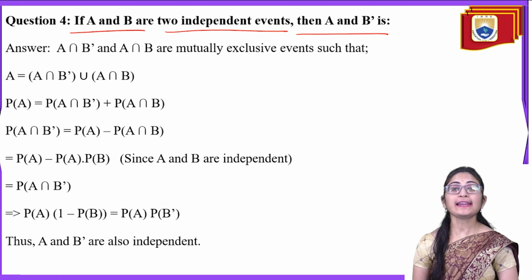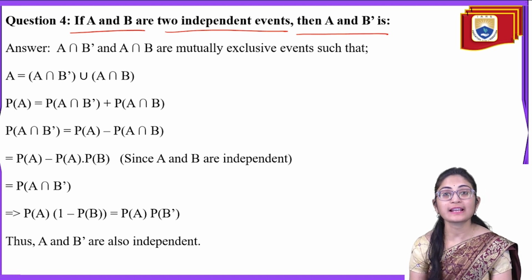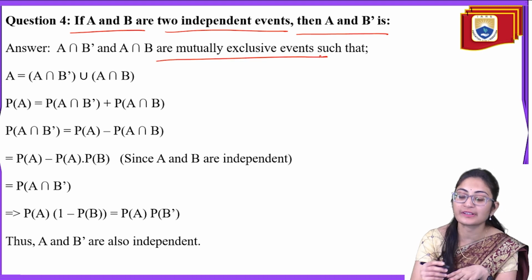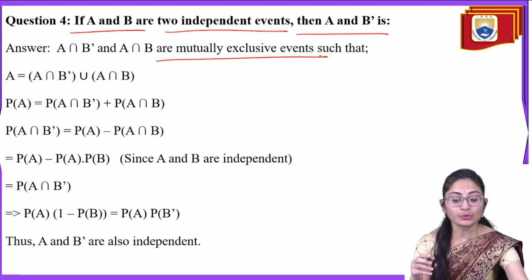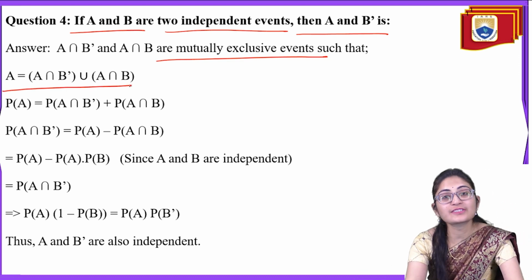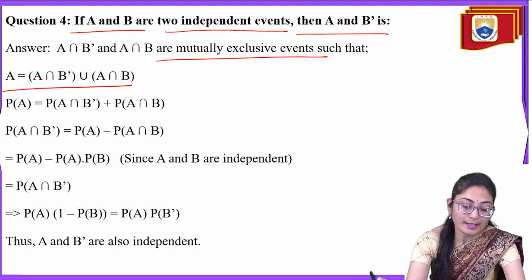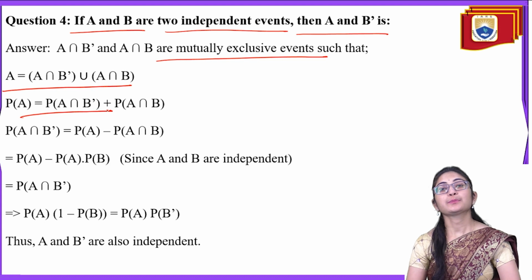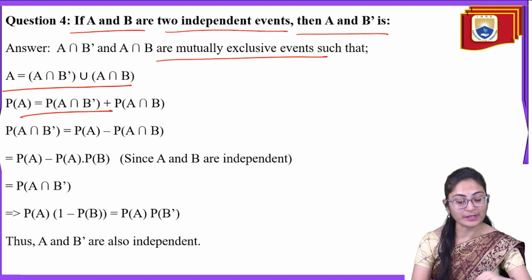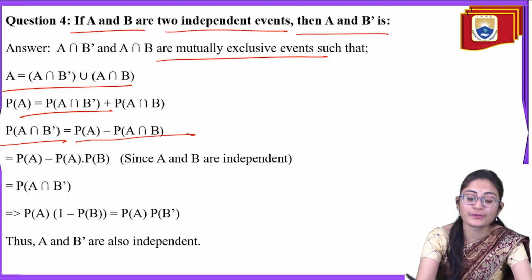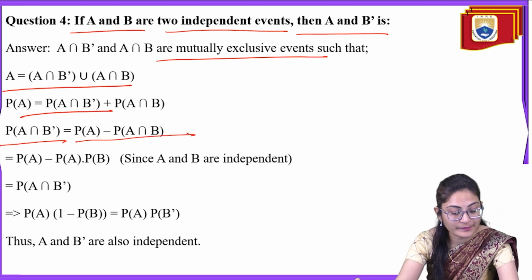So here A intersection B naught and A intersection B are mutually exclusive events. So A is equal to (A intersection B naught) union (A intersection B). P of A is equal to P of A intersection B naught plus P of A intersection B. That is, P of A intersection B naught is equal to P of A minus P of A intersection B.